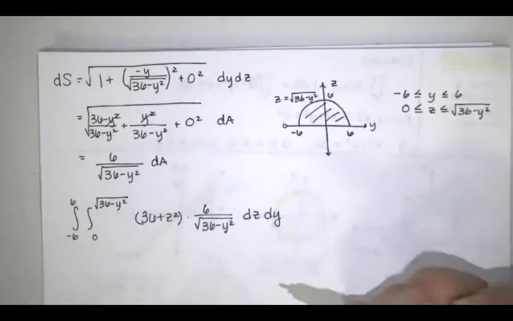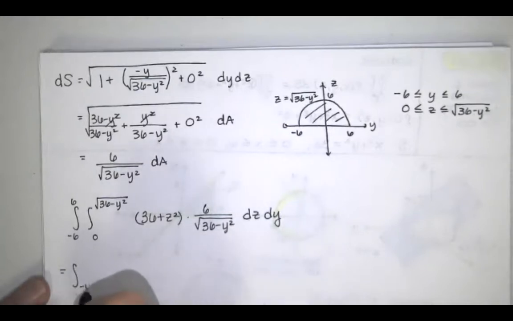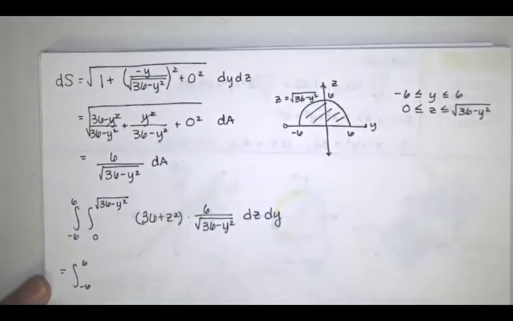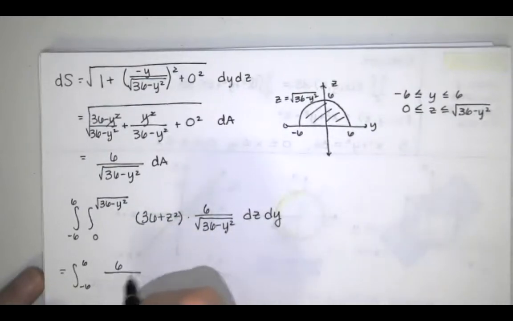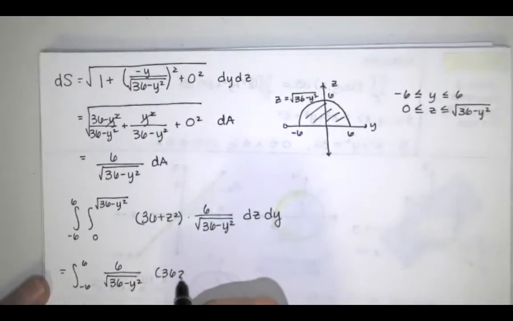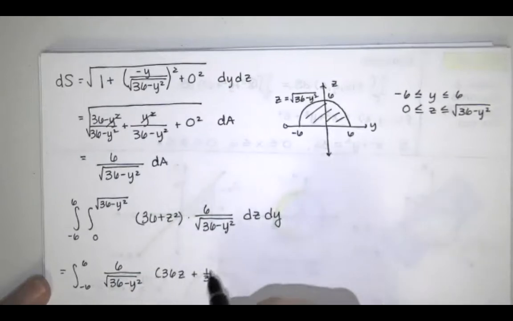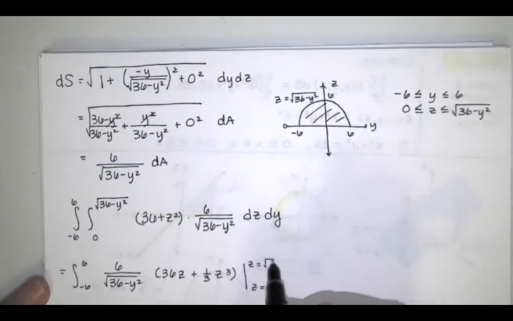Okay, so if I'm integrating with respect to z, that's what we always do first. We do the inside first and work our way out. This 6 over the square root of 36 minus y squared is a constant. So I will just write that down. And then I'm anti-differentiating this with respect to z. So I've got 36z. Antiderivative of a constant is a constant times the variable. And then we add 1 to that exponent and divide by the new exponent. And we evaluate from z equals 0 to z equals the positive square root of 36 minus y squared.